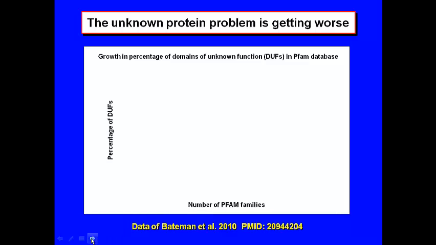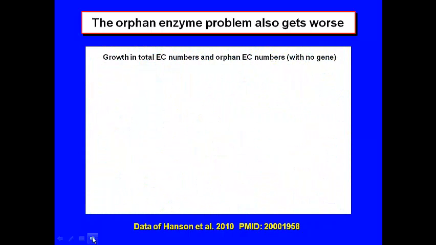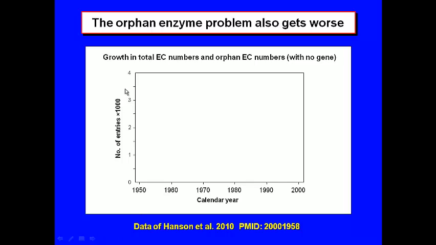So here's the percentage of domains of unknown function as a function of the number of PFAM families that have been recognized. So basically, this is a kind of time axis. The more genomes you sequence, the more you recognize that there are families of proteins, and you classify them, and PFAM's now up to 10,000 families classified. But the more genomes you sequence, the more families you find, the more of those get to be unknowns. So, in other words, ignorance is increasing with time. It's kind of counterintuitive. Maybe what's even more counterintuitive is that this problem of orphan enzymes is getting worse.